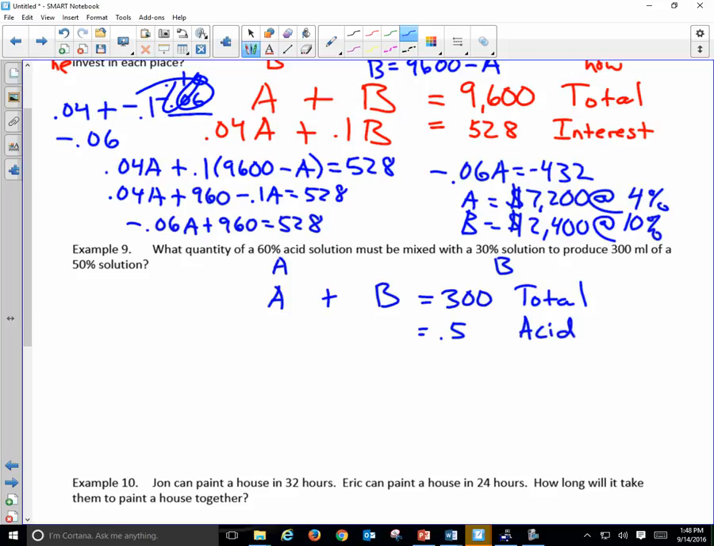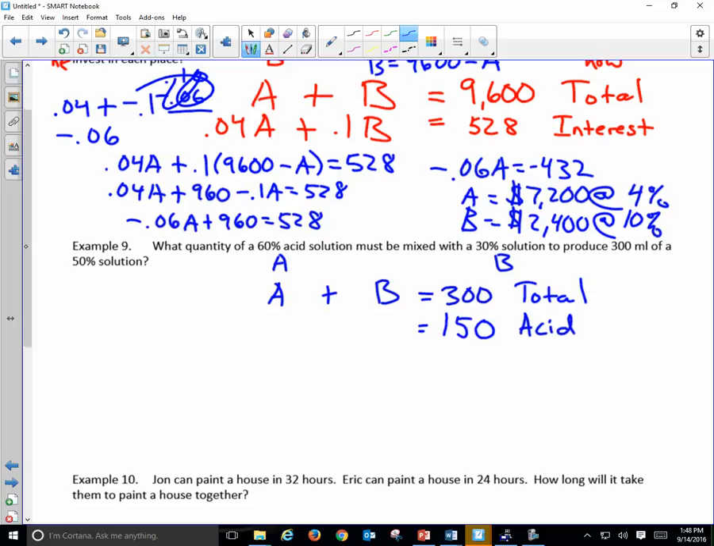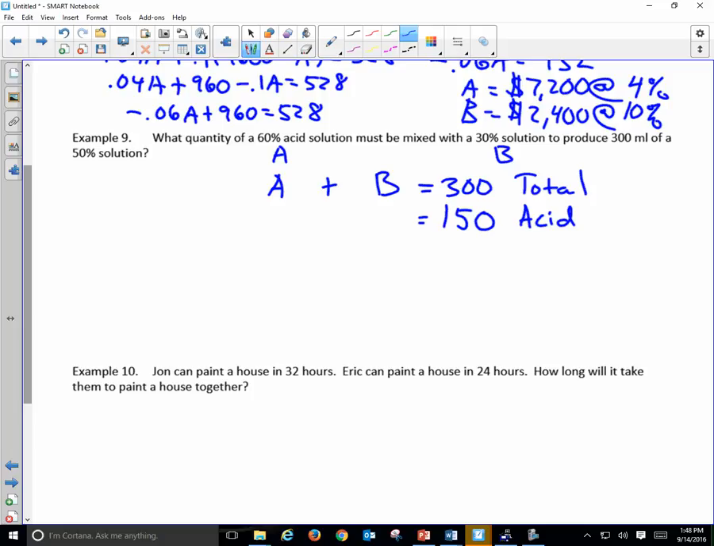Well, here we have the total amount of solution. And in that solution, how many milliliters of acid should there be? There should be 150. Okay? So 150 milliliters should be acid. So what percent will come out of A? Right, so let's say you put in 100 milliliters from A. Well, you'll get 60 milliliters of acid then. We want a total of 150, plus 0.3 from B. That will equal the 150 milliliters that we need.